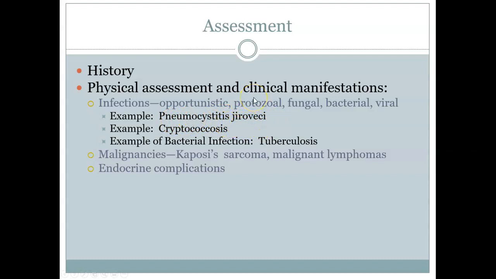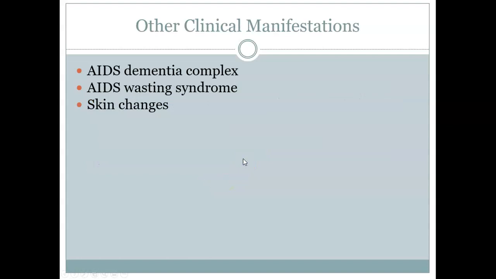So actually HIV and AIDS can cause malignancies. It can cause types of cancers called Kaposi sarcoma and malignant lymphomas. And it actually can cause some endocrine complications as well. And, as AIDS progresses, unfortunately, if we don't have adequate control, the patient will develop a type of dementia and wasting and skin changes as a result of the infection.